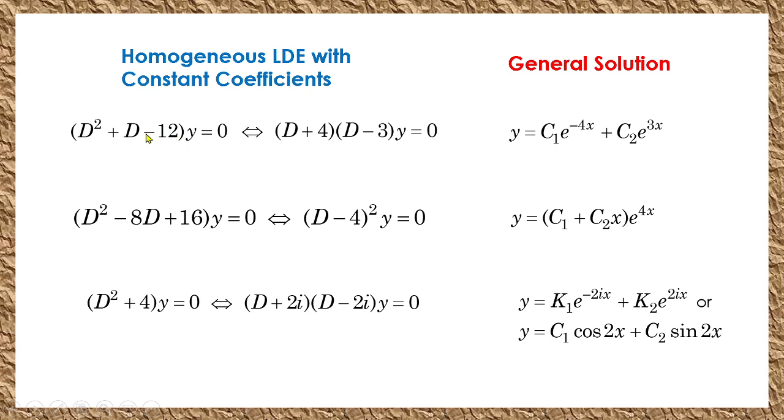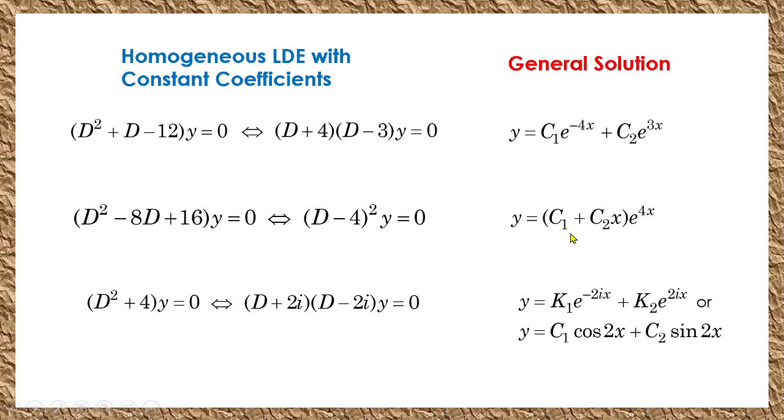So in prime notation, D squared plus D minus 12 applied to y equal to 0 is equivalent to y double prime plus y prime minus 12y equal to 0. And as I said, if you're going to eliminate the arbitrary constants here, that's what you will obtain, okay?